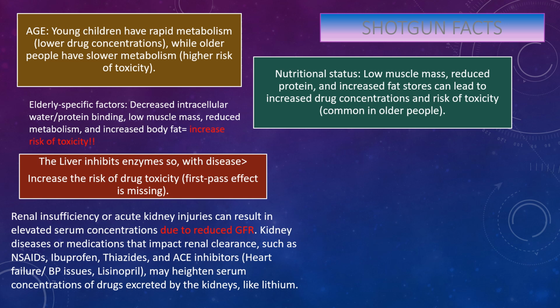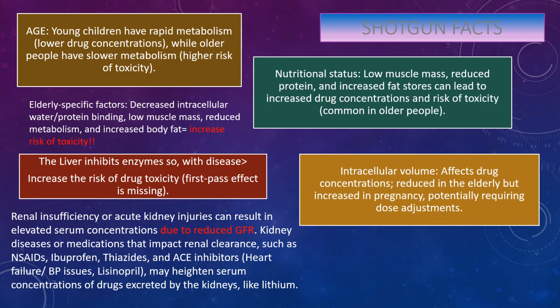Nutritional status: low muscle mass, reduced protein, and increased fat stores can lead to increased drug concentrations and risk of toxicity, common in older people. Intracellular volume affects drug concentrations, reduced in the elderly but increased in pregnancy, potentially requiring dose adjustments. NSAIDs will double lithium levels.